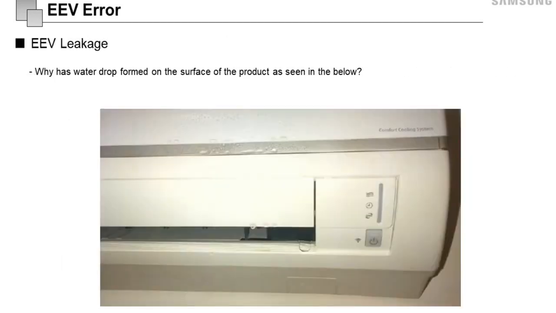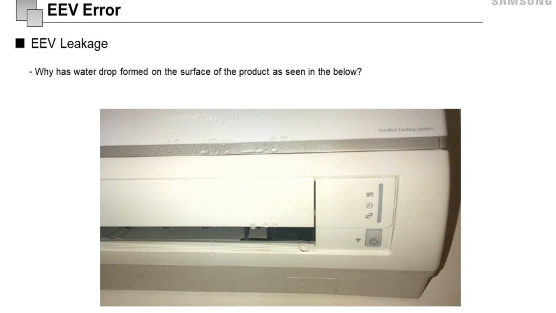Look at the product picture on the screen. Can you guess why water drop has formed on the surface of the product? It is usually caused by an EEV failure. As you already know, the EEV of the indoor unit that is stopped in cooling mode must be closed. But, if the EEV of the indoor unit is open a little bit due to the EEV failure even though the indoor unit is stopped in cooling mode, water drop may form on the product surface as shown.